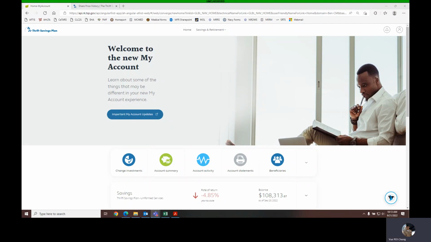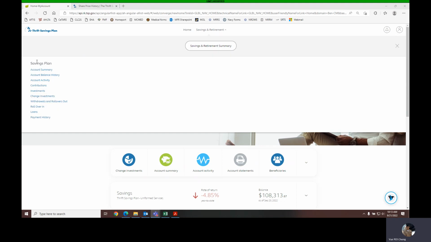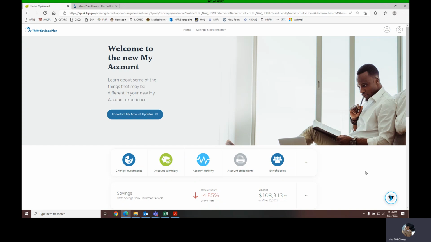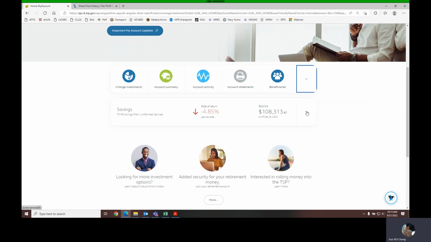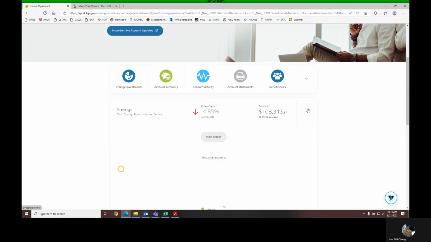All right, everyone. So this is the new TSP website. Once you log in, you'll see that the top bar here, if you highlight over it, you can go into details of what you want to do. You can also look at this summary tab. You can pin it to your summary tab. And this down here is your account overview, how much your rate of return is, and your account balance.